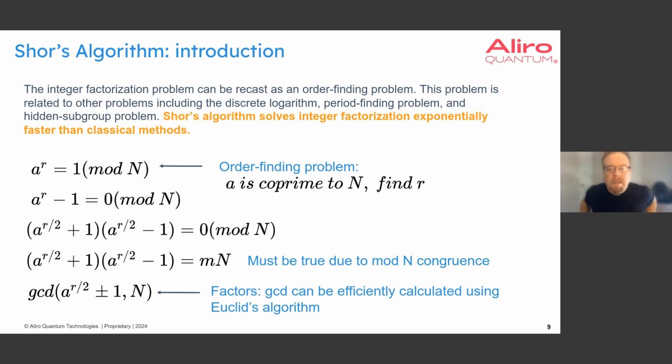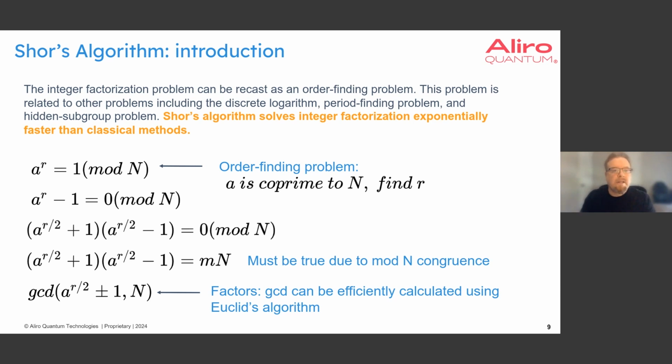So this integer factorization problem has a very well-known vulnerability to quantum attack. And the algorithm used with this quantum attack is called Shor's algorithm. Shor's algorithm recasts the integer factorization problem into a different problem called the order finding problem. And this is shown in the first equation on the left.